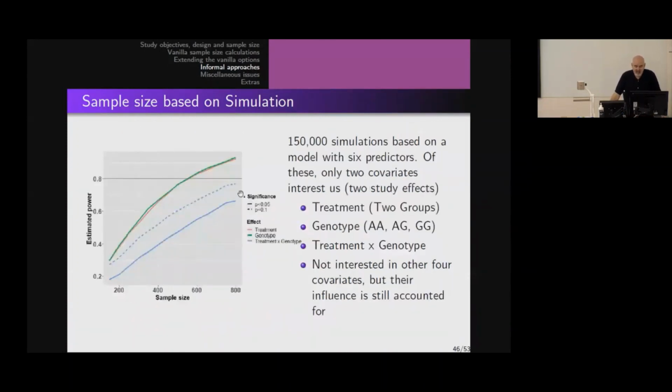So here we go. Here's one I actually did. We ran this on 150,000 simulations based on a model with 6 predictors. Of these, only 2 covariates interested us. So we had 2 study effects here. So we had a treatment, and by the way, I've changed the names of the innocent here. We had a treatment effect, we had a genotype effect, and its interaction. Those were our hypotheses about those 2 main effects and their interaction. And I'm not really interested in the other 4 covariates, but they were real things. We just didn't want to test hypotheses about them.